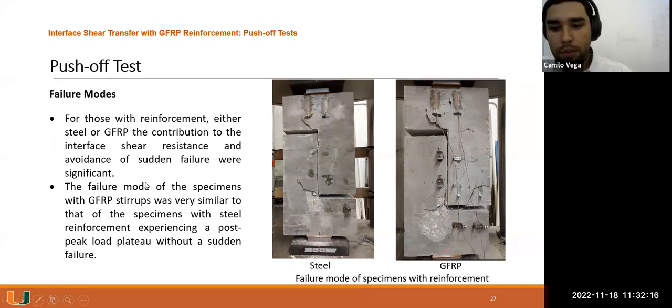Also, the failure mode of the specimen with GFRP stirrups was very similar to that of the specimen with the steel reinforcement, experiencing a post-peak load plateau without a sudden failure. So these two pictures show the typical failure mode of the specimen with reinforcement. On the left, the steel reinforcement, and on the right, the GFRP reinforcement.